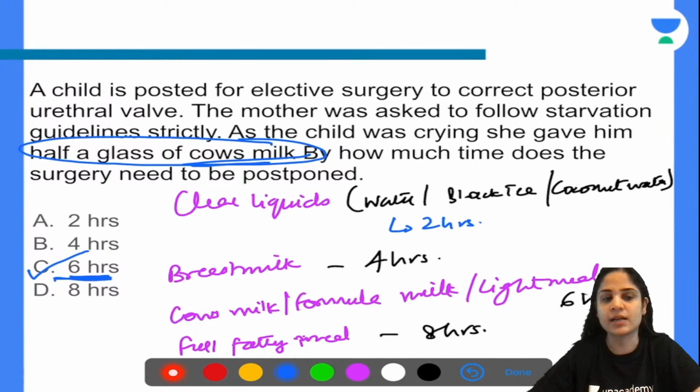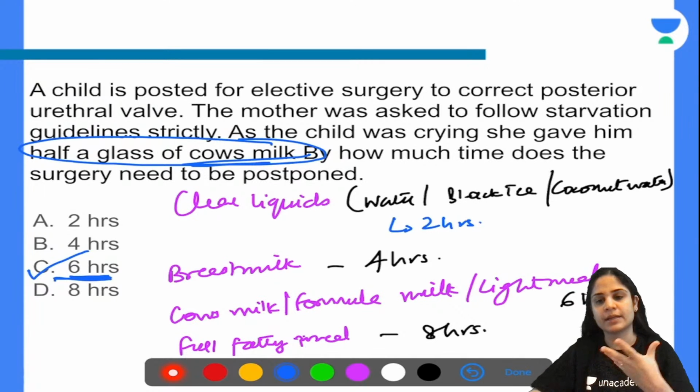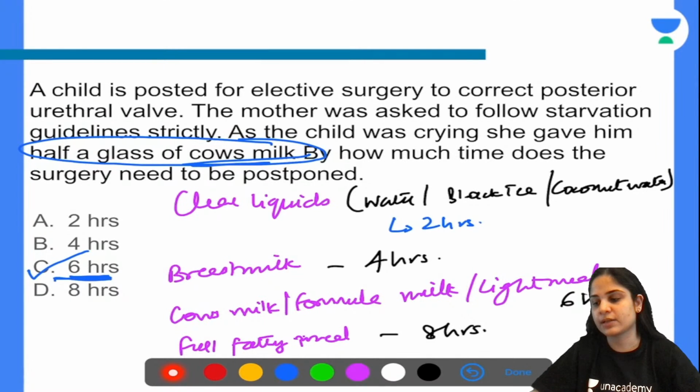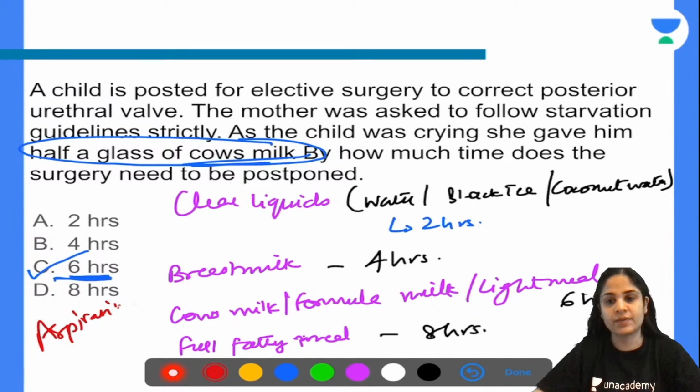Yes, very good, Akash. If we induce this child without adequate starvation, all the food, all the cow's milk that is now there in his stomach can come up. It can go into the lungs and cause aspiration pneumonia, and the child can actually die of aspiration pneumonia. So we should avoid this from happening.